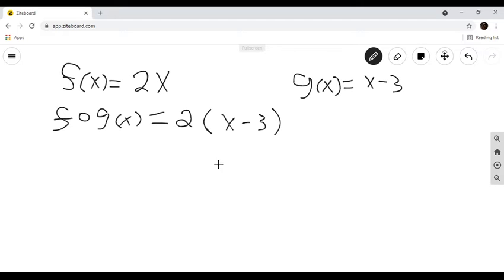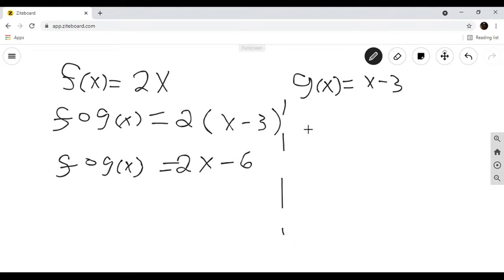So let's see what we get. Well, we got to distribute this 2 into here. So 2 times x is 2x. And then 2 times negative 3 is negative 6. And so we get that f composed of g of x gives us 2x minus 6. Okay, so let's keep that in mind. Let's keep this on the board too so we can compare and see what happens when we replace this with g composed of f.